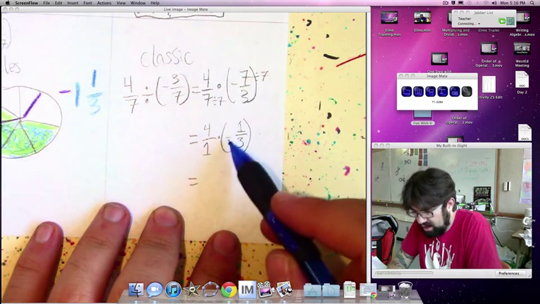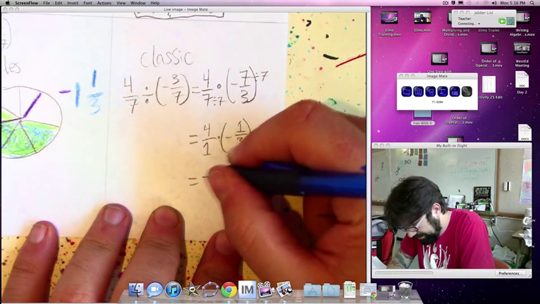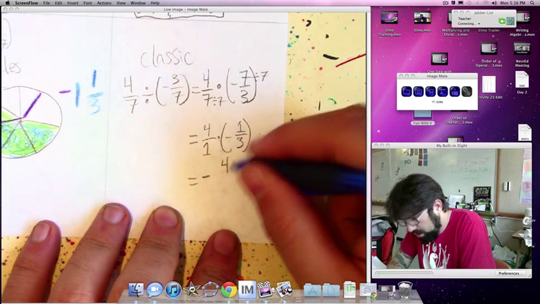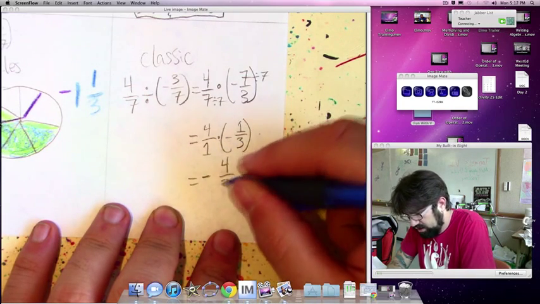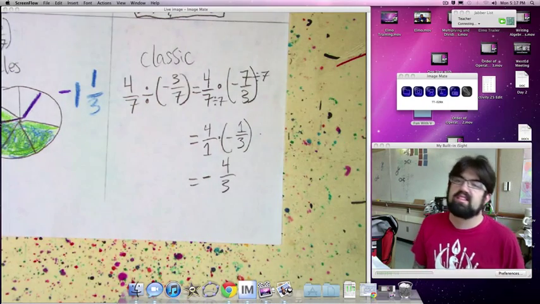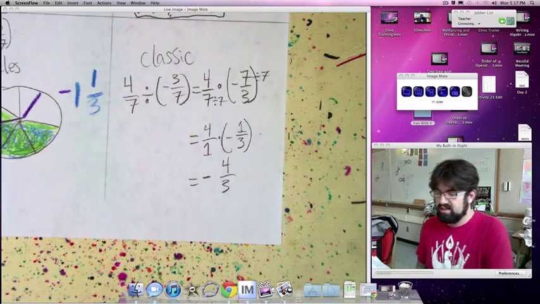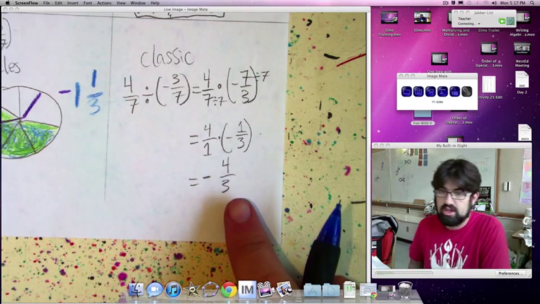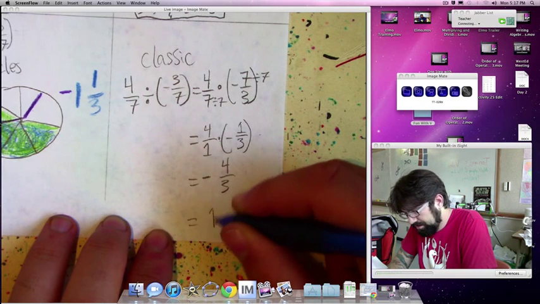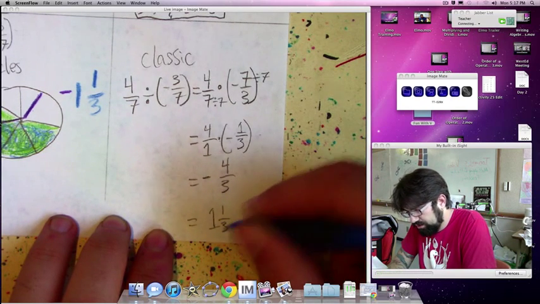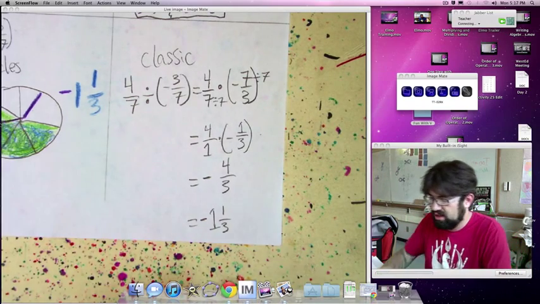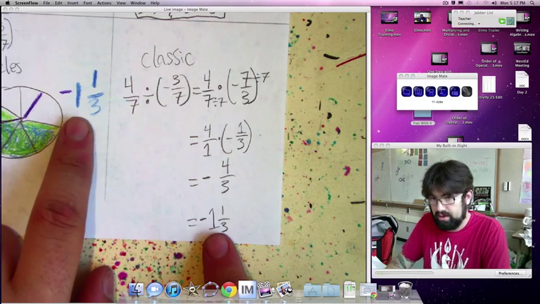Positive times a negative is negative. 4 times 1 is 4. 1 times 3 is 3. And before you say, oh, that's not the same answer, hold on. This is an improper fraction. 3 goes into 4 one time. I have 1 left over for 3. 1 piece left over after broken into 3, and look, there it is. -1 and 1/3.